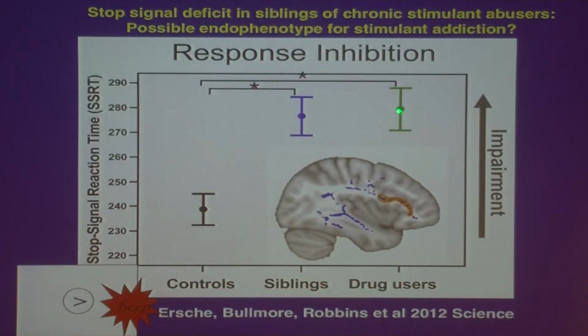And as you can see, stimulant drug abusers are terrible at this. They have long stop signal reaction times, but so too do their siblings who don't take drugs, suggesting an endophenotype. And moreover, this is correlated with the loss of white matter as measured with fractional anisotropy in the arcuate fasciculus, mainly projecting to the frontal lobes. And we know from a variety of other studies, including brain damaged patients, that damage in particular to the inferior frontal cortex does result in an impairment on this task, suggesting it's part of an inhibitory control system.